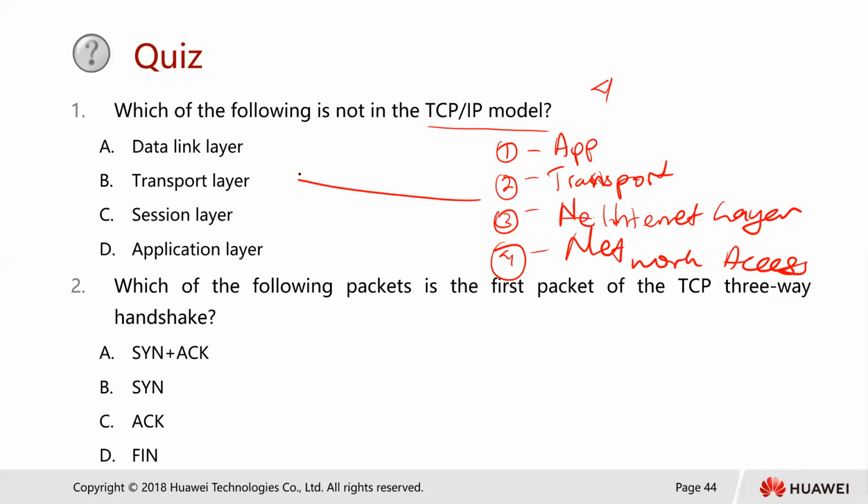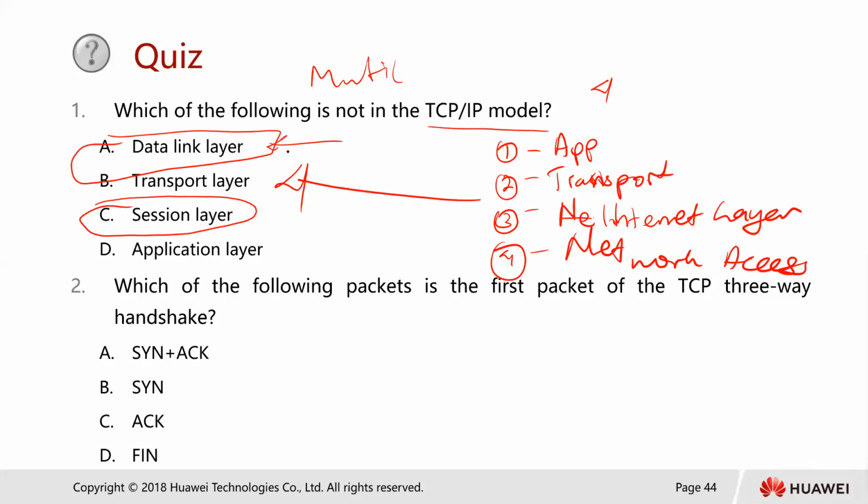So referring to this question, which one is not part of them? Data link. Session layer. Session layer is not there. If it was a multi-choice question, data link would also qualify. But remember, we said some reference models also include the link layer, the data link layer, so some models have 5 layers. If it is a single choice, then you only go with session layer.